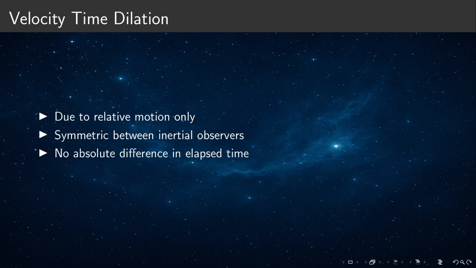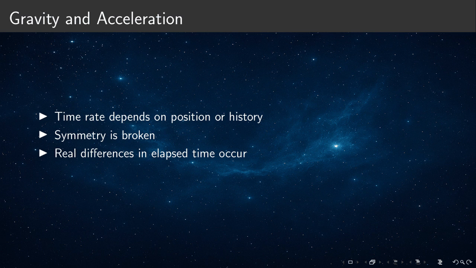Velocity time dilation. Velocity time dilation arises solely from relative motion. It is symmetric between inertial observers. No absolute difference in elapsed time occurs. Gravity and acceleration. In gravity or sustained acceleration, time depends on position or motion history. Symmetry is broken. Real differences in elapsed time occur.